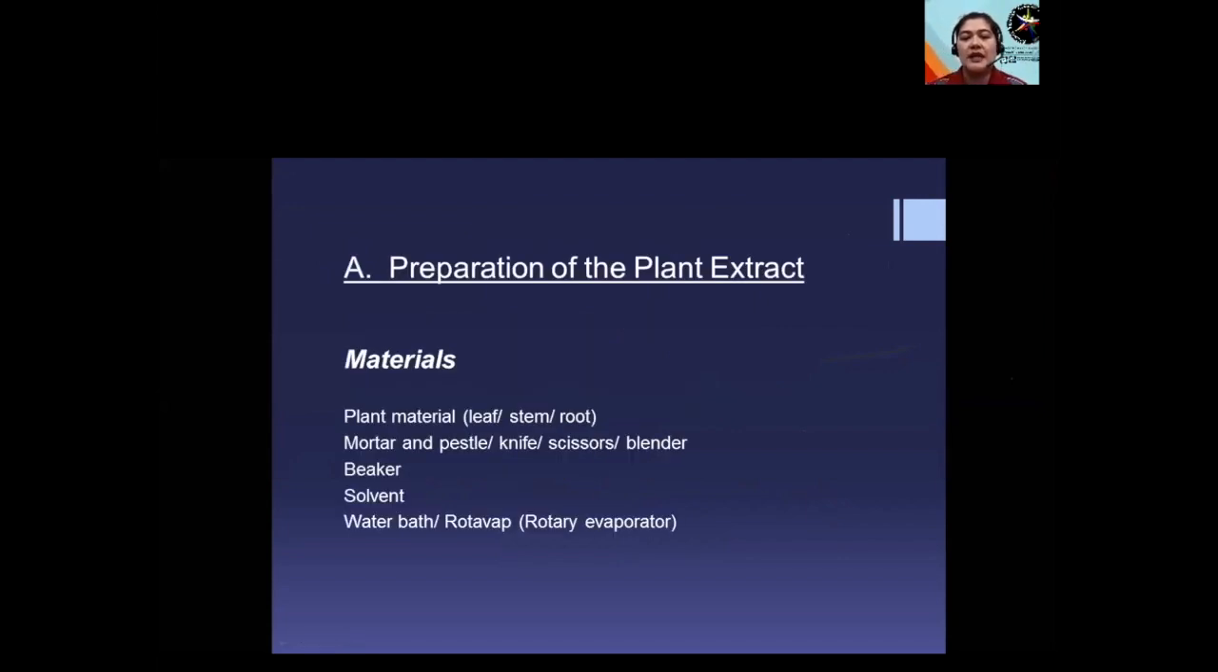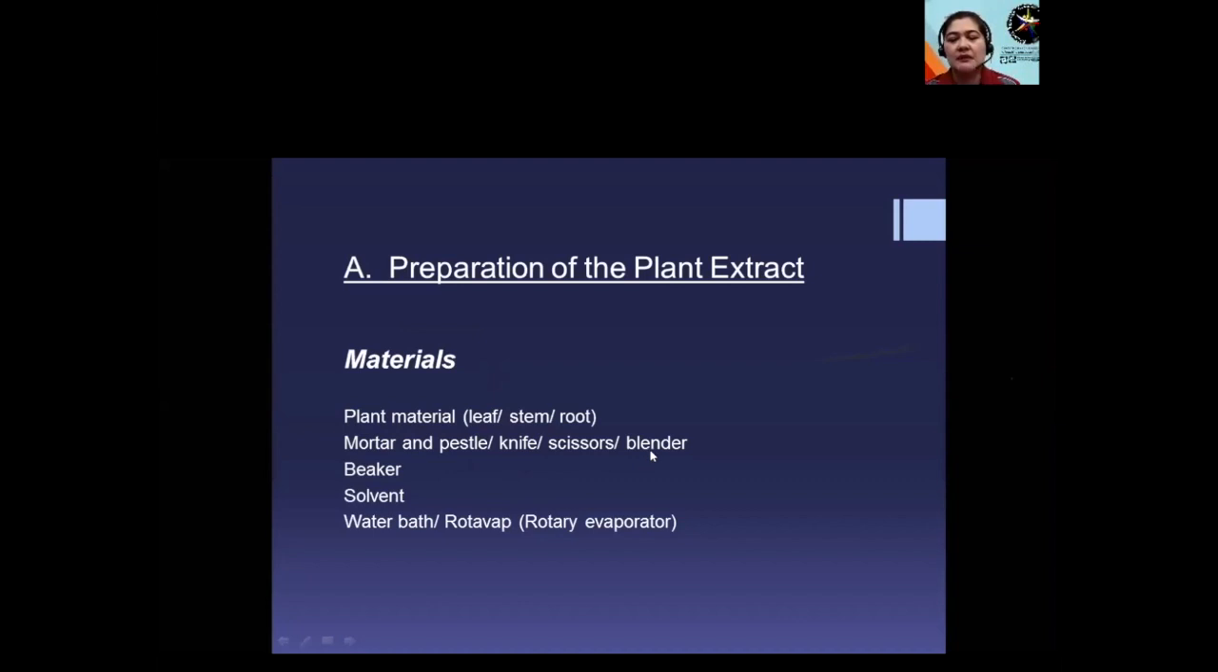So una nating i-prepare ang ating plant extract. Hindi na po yung plant material, yung extract na po ang kukunin natin from the plant. So you would need the plant material. It would either be a leaf, a stem, or a root. And you would need mortar and pestle kung meron ka, or pwede na ang knife, pwede na ang scissors.